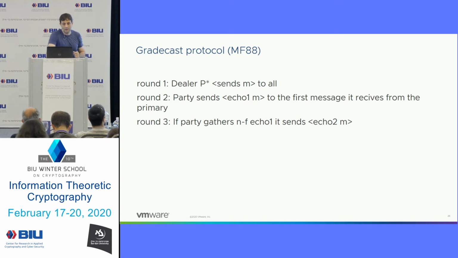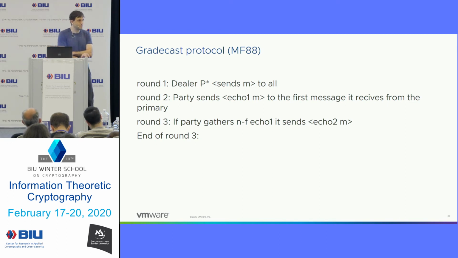Yeah, we count, and if we see a certain threshold above n minus f, we will send one more message, right? This echo 2 type message. And that's it. That's the end of the protocol.